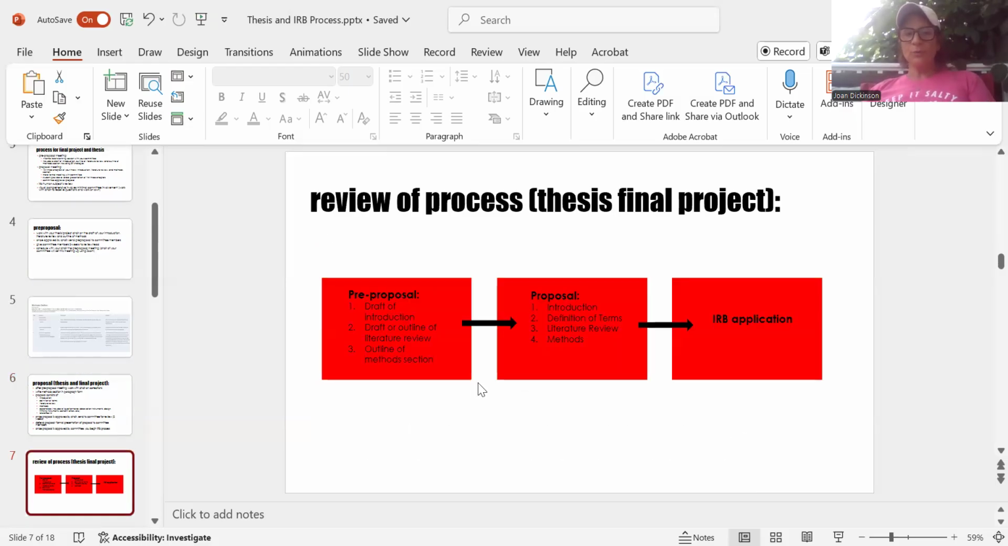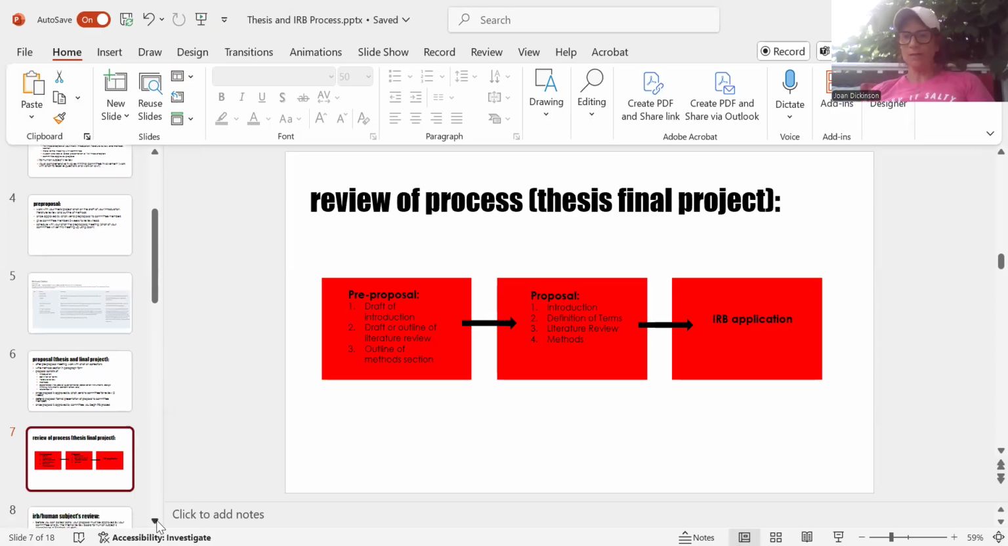Okay, so let's just review. We have the pre-proposal. You'll work on the pre-proposal with your chair. This is a much more informal process that allows you to get feedback from your committee members a little earlier in the process. Once you get that feedback, you work on your more formal proposal. You then defend your proposal. Once you have successfully defended your proposal, then you can begin work on the IRB process.